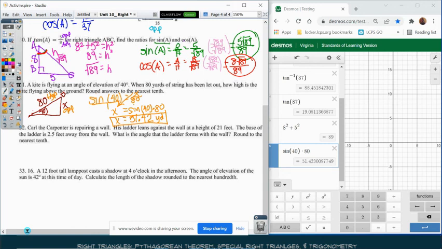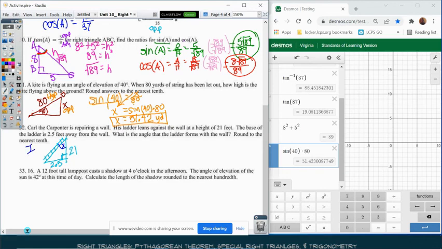In 32 here, nice time to talk about Carl the Carpenter. His ladder is leaning against a wall at a height of 21 feet, okay? So here is his ladder, and it touches the wall 21 feet above the ground. We know that this ladder is 2.5 feet away from the wall. Again, we're going to assume that the ground and the wall make a right angle with each other. So what's the angle that the ladder forms with the wall? What is this angle where the ladder and the wall come together? Looking for an angle, this is going to be an inverse problem.